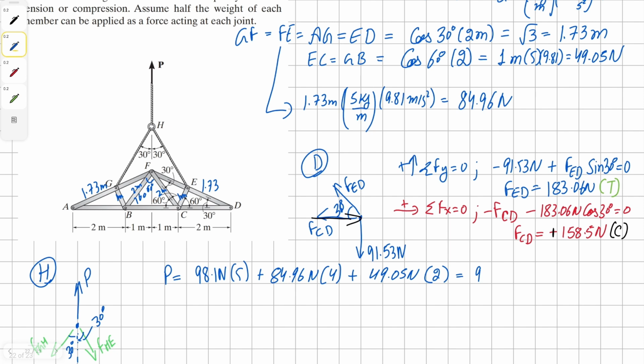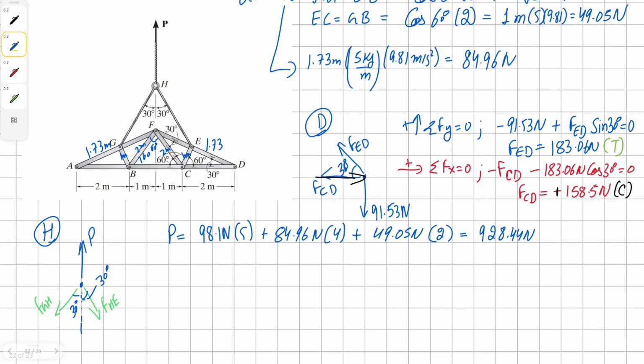And this comes up to be 92.44 Newton. Now it's super easy to get our force F, because we know that this truss is symmetrical. That means the loading is also going to be symmetrical in both GH and HG. So we can sum the forces in y direction.